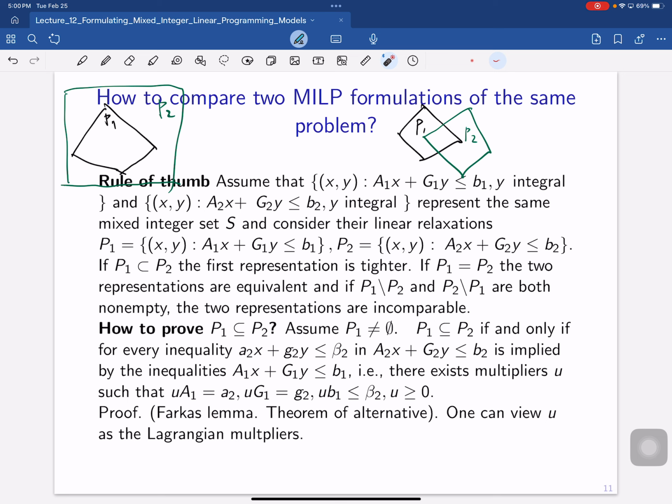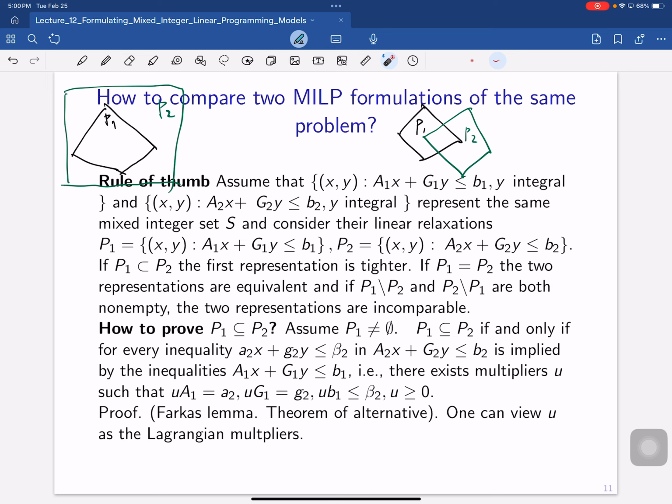So how do we show one inequality is implied by another system of inequalities? That's what we did in linear programming. This is called the theorem of alternative. Basically, if you want to show an inequality is implied by a system of other inequalities, you need to find something like a Lagrange multiplier for the other system of inequalities. So, you can check Farkas lemma and theorem of alternative. That's why these theorems are still very powerful when you deal with integer programming problems.